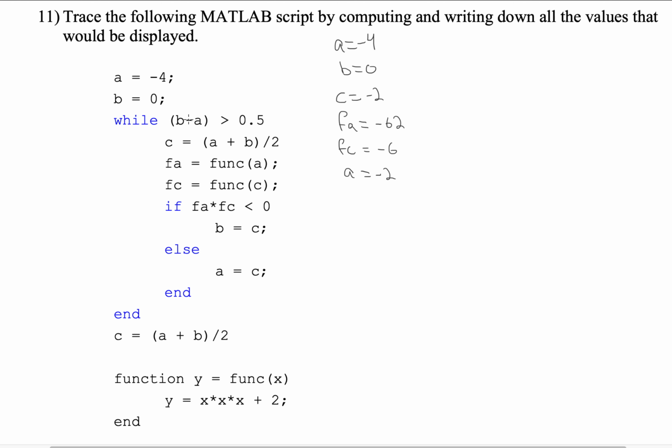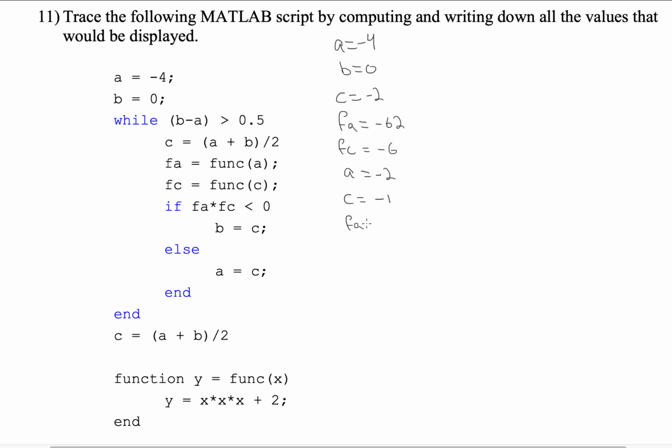Now we go back again and check our condition. b minus a is greater than 0.5. Our old b, which is still the same, 0 minus -2, that's positive 2. That's greater than 0.5, so we can move on. c is equal to (a plus b) over 2. So a plus basically 0, so you get -2 plus 0 over 2. That's -1. And then we're going to do fa.